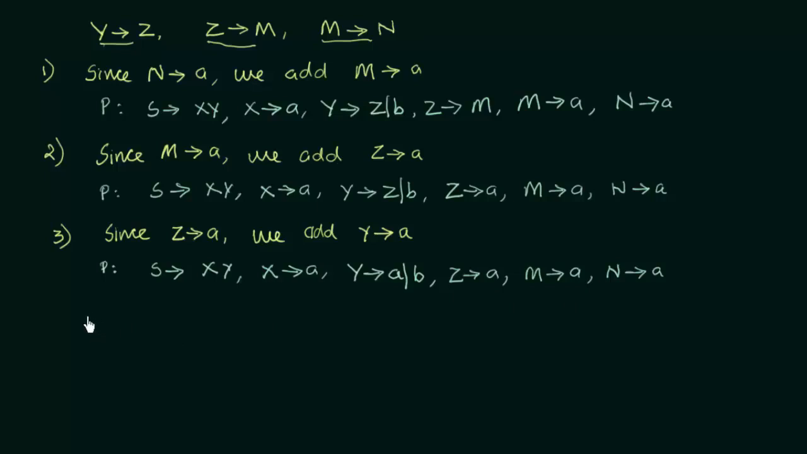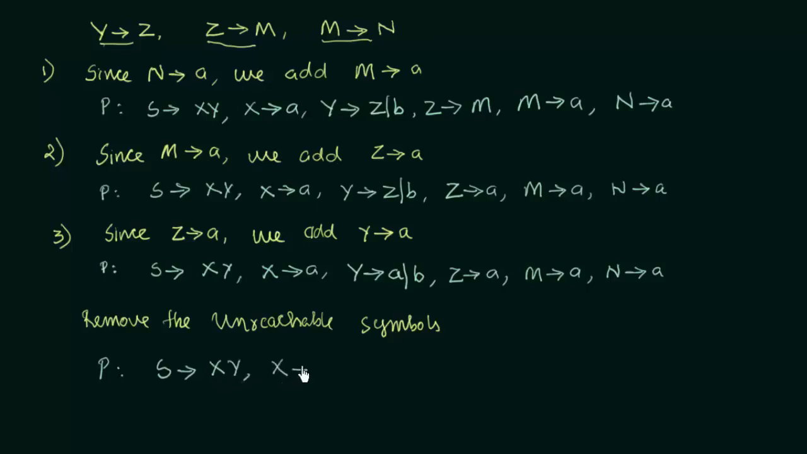So what we have to do is we have to remove the unreachable symbols, which are Z, M and N. So if I remove the unreachable symbols, then the new production rule that I have will look like this. S gives X and Y, X gives A, and Y gives A and also B. So Z, M and N are unreachable symbols, and they are removed, and this is the new production rule that we have.